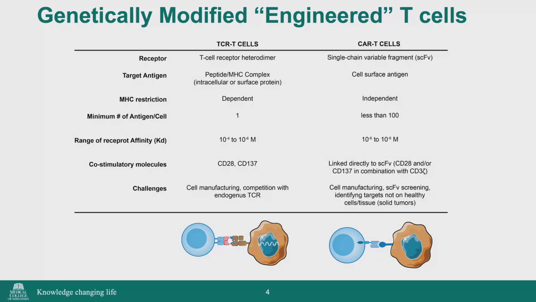Now, the affinity of the receptor for the specific antigen varies, and CAR T cells tend to have a much higher affinity for their receptor. And then they also utilize co-stimulatory domains that are part of the CAR T cell construct. And both of them have challenges when it comes to manufacturing. These therapeutics require about 2 weeks to manufacture. And so depending on developing either a patient-specific or off-the-shelf therapeutic, there's additional considerations that need to be taken into consideration.